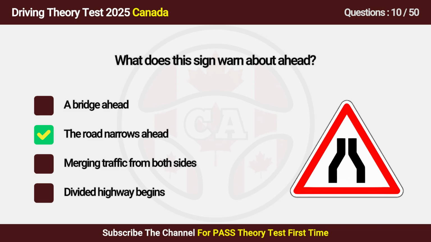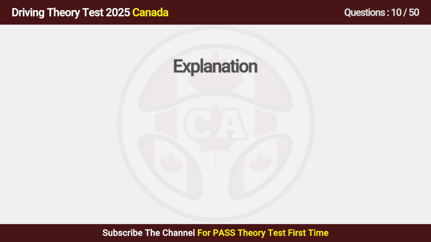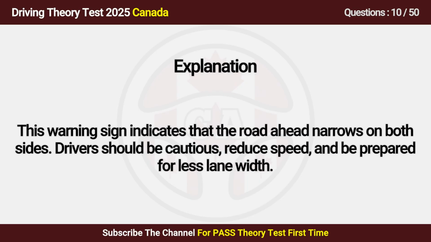Answer is B. The road narrows ahead. This warning sign indicates that the road ahead narrows on both sides. Drivers should be cautious, reduce speed, and be prepared for less lane width.